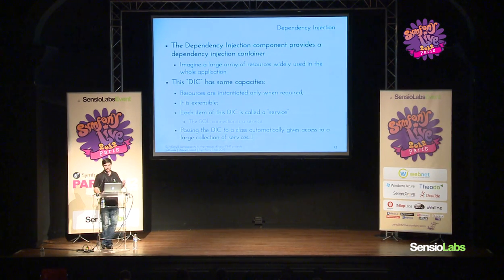If you want to have a better vision of the dependency injection container, you can see it like a big array with some particularity, with the possibility to extend this service container, and with the content of this array only being instantiated when it's needed, not before.